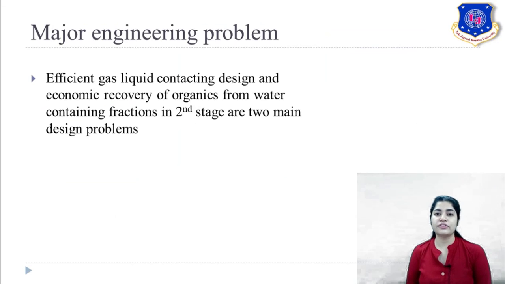Now about the major engineering problems: efficient gas-liquid contact design and the economic recovery of organics. These two are the main problems of the toluene process to make phenol. Efficient gas-liquid contact: only with as much contact as possible will your reaction proceed. And economic recovery.